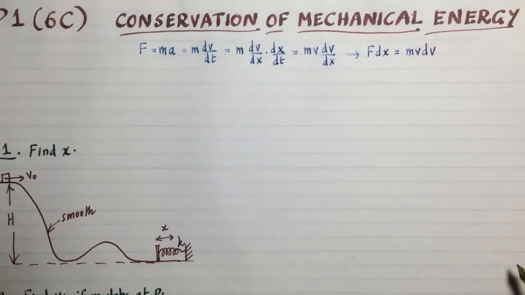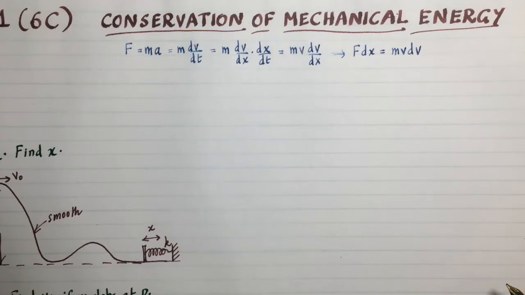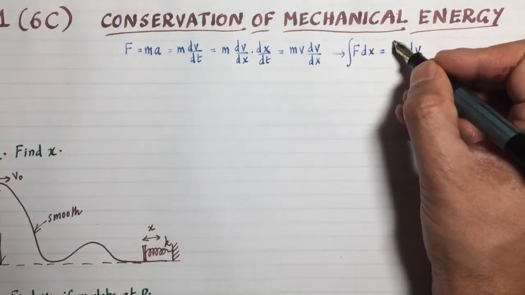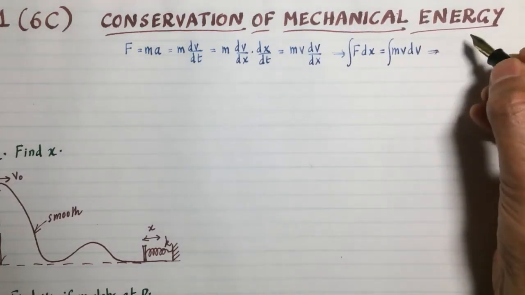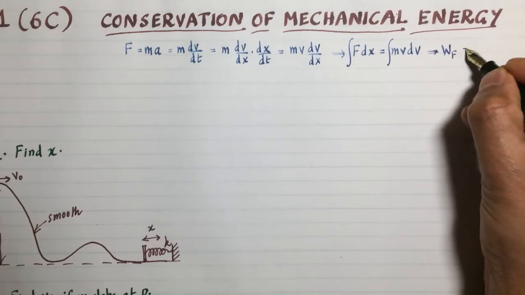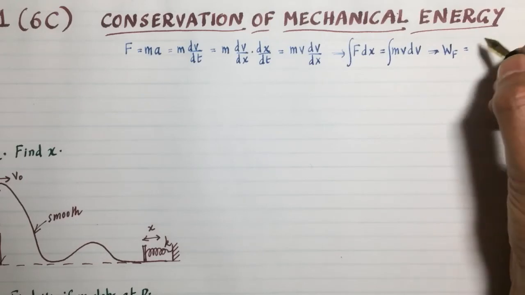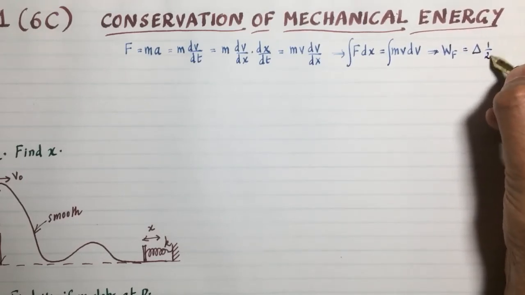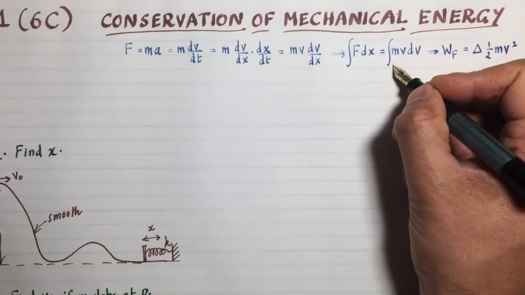So rather than say multiply both sides by dx, you would say taking the differentials. That's a fancier way of doing this. Recognize though that F dx, when integrated, is just the work done by the force. So I'm going to end up getting work done by the force, Wf, is equal to, well, the integral of v dv is half v squared. So it's going to be the change in 1/2 mv squared, because when you take the integral, you go from initial to final.